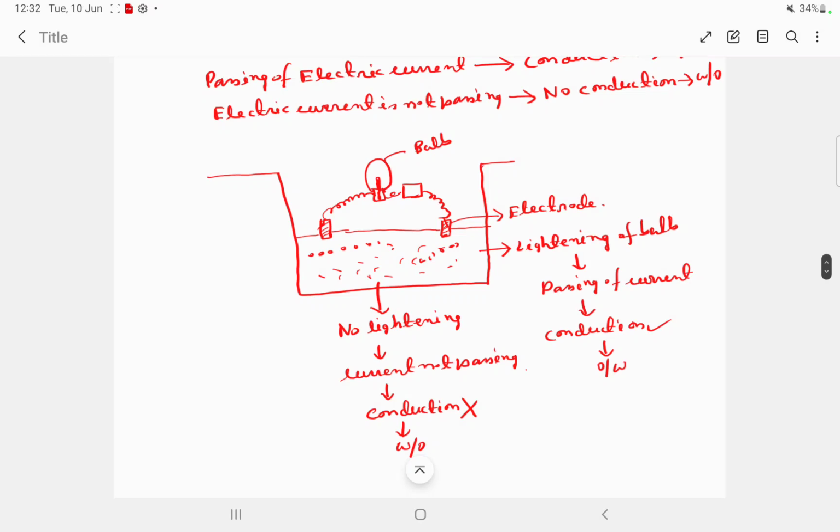So if we put two electrodes in the emulsion and connect them with a bulb and then pass electric current, if the lighting of the bulb occurs, that means current is passing through it, that means conduction, that is oil by water emulsion. And if the bulb is not lighting, that is no lighting takes place, then current is not passing here and there is no conduction, and the emulsion is water by oil type.